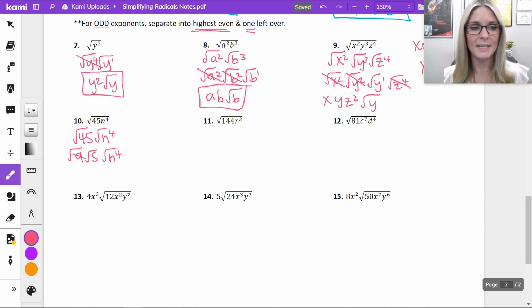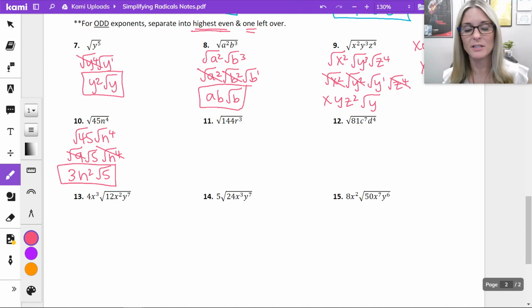The square root of 9 is a 3. Skipping over 5 because I know I can't bring it out. Let's talk about who all we can bring out of the radical. Let's jump to the n to the 4th. The square root of n to the 4th is n squared, and we have left over the square root of 5. Number 11, the square root of 144 r cubed.